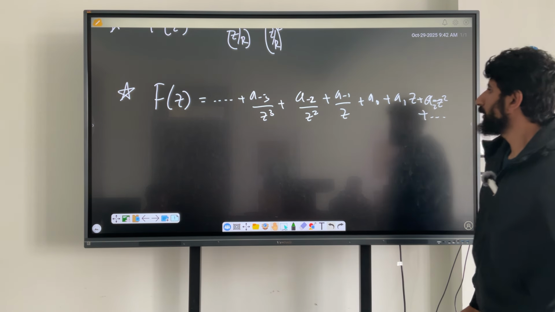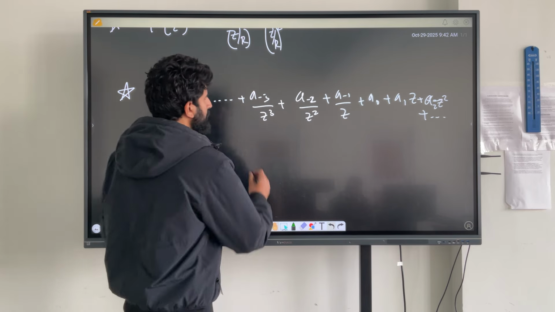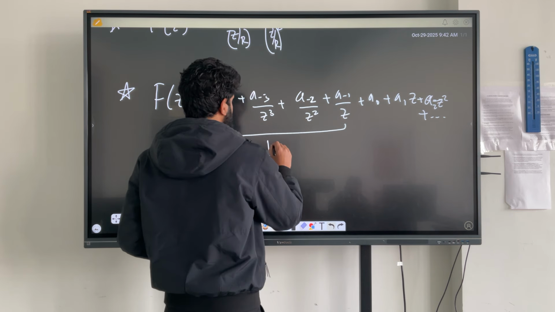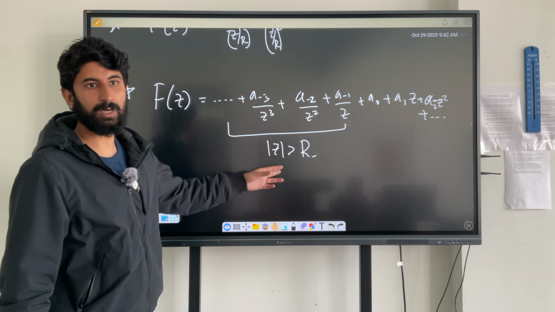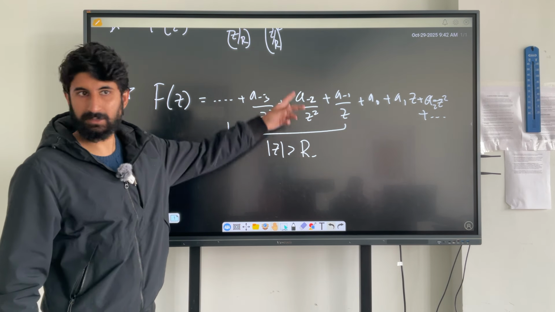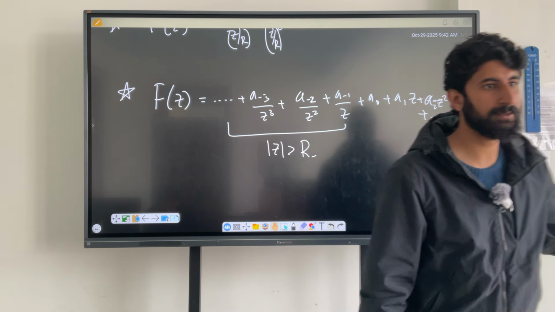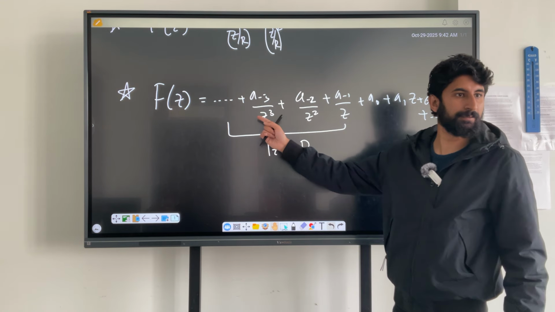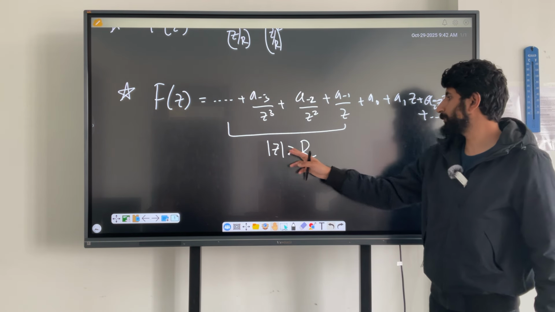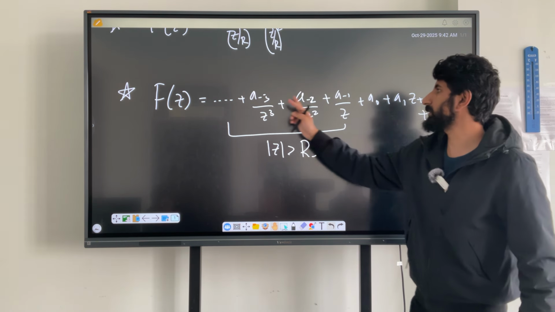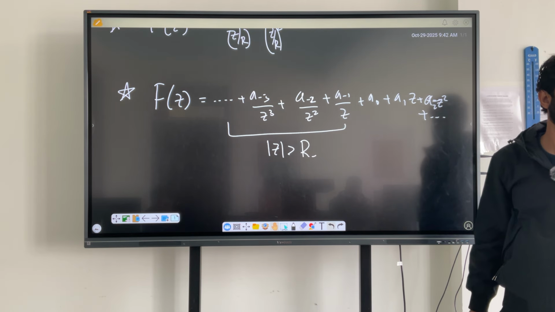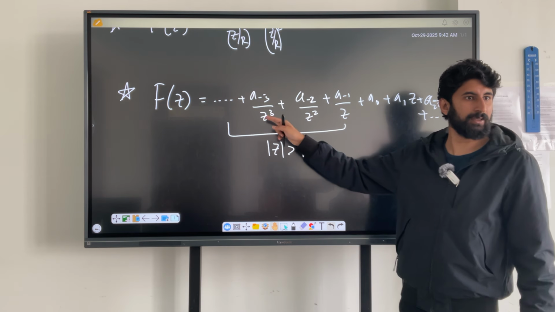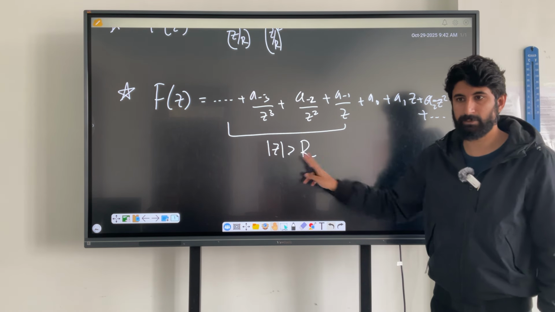Now, what about this part? When does it converge? This part converges when mod z is bigger than some r minus, some radius. You just learned this with simple examples. It has to be the same. The only thing is now I'm putting r minus because it will depend on these coefficients. There I was manually putting whatever I wanted. Now these coefficients I have to figure out, and then that would determine what this r minus is.